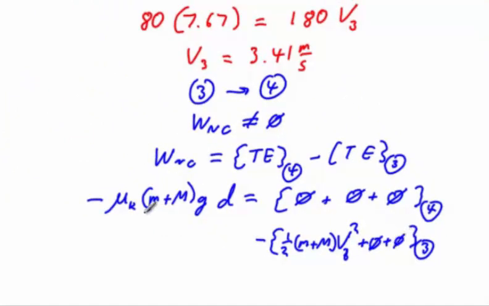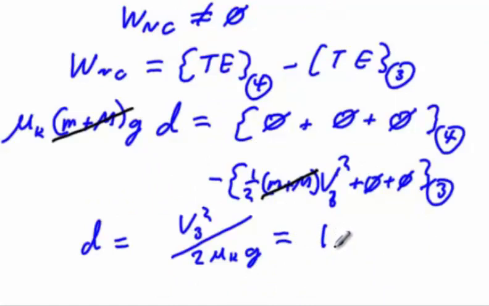Again, we get a convenient cancellation, in that the total mass on both sides of this equation will cancel out, so that we get the final result for the distance d being equal to velocity 3 squared over twice mu times g. And using the known values for all of these quantities, we get 1.98 meters.